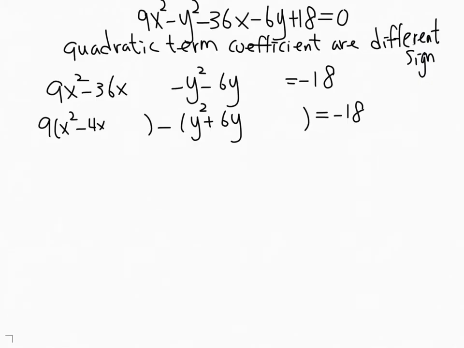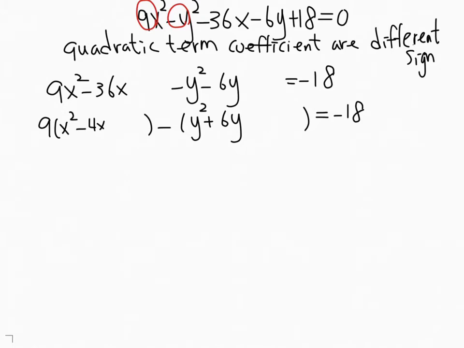Question number 5. The hyperbola equation given is 9x squared minus y squared minus 36x minus 6y plus 18 equals 0. Why do I know it's a hyperbola? Notice again, the quadratic term coefficients are different in size. I'm looking at the quadratic terms only, x squared, y squared. Their coefficients are different in size. So that's the biggest clue of them all.